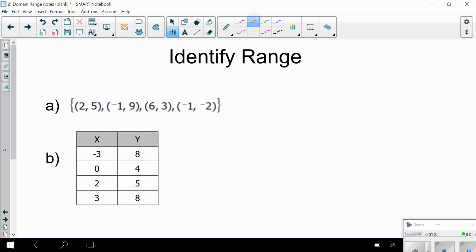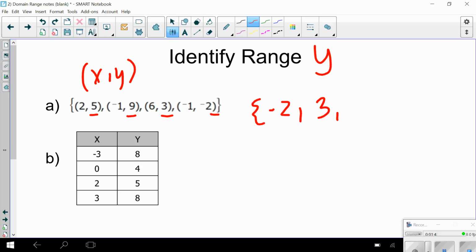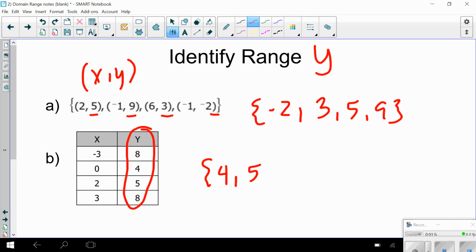Let's identify my range. My range is my y values, so I'm looking for the second number in the ordered pair, and we write them in order from least to greatest with no repeats. In a table, my range would be under the y. We write them in order from least to greatest with no repeats. Again, notice that 8 is on there twice, however, I only write it once.